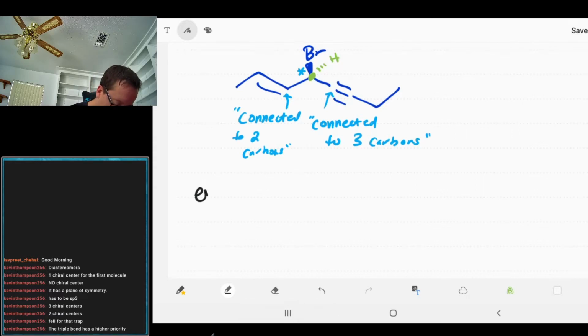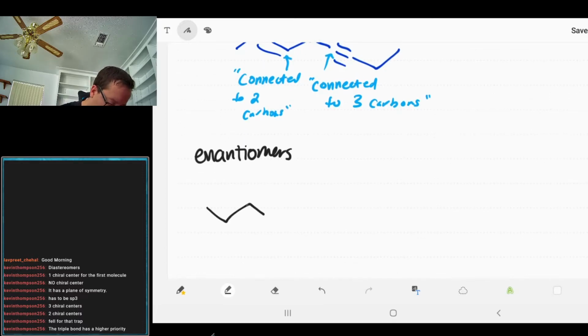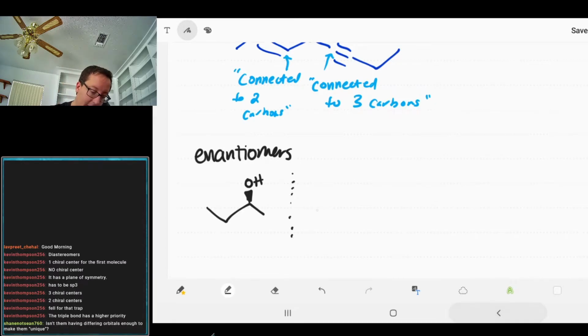All right. Let's talk about enantiomers. When we are looking at these mirror images of each other, I think the book does a nice job of this. I did our mirror image where we looked along this axis and we got, aha, here's our molecule, here's our mirror image, right?